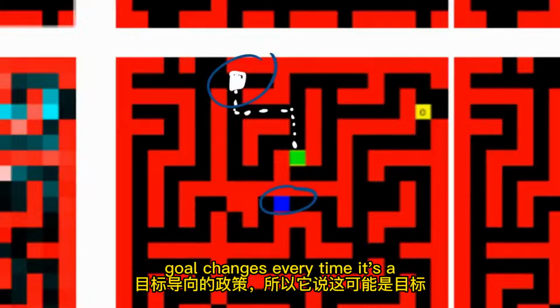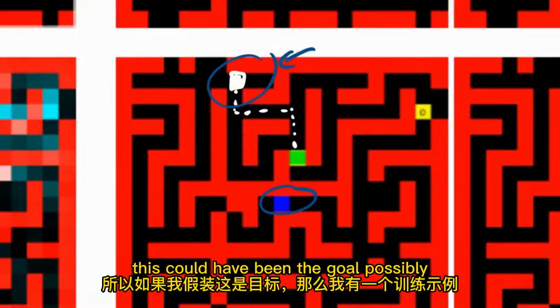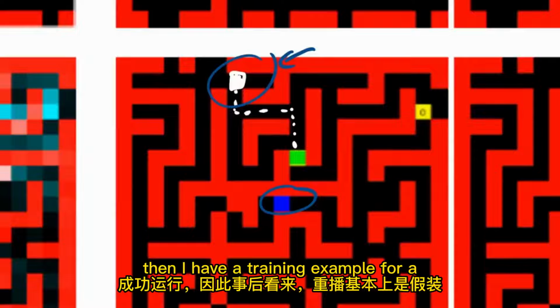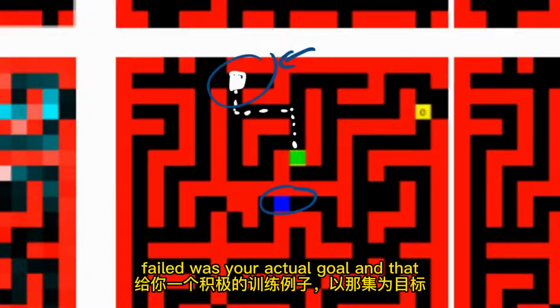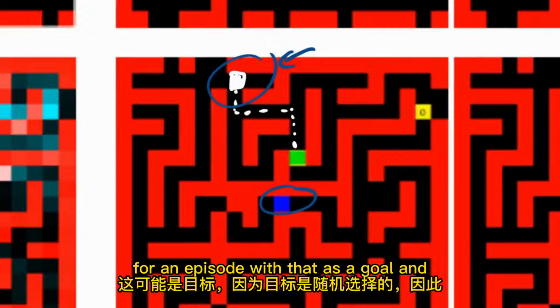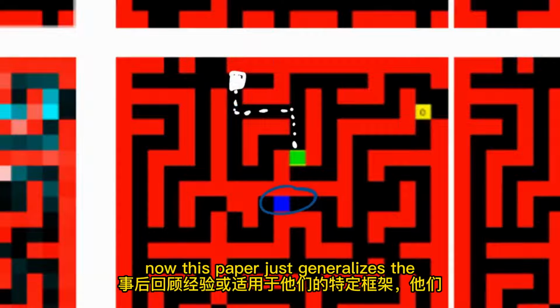Remember, the goal changes every time. It's a goal-directed policy. So it says, well, this could have been the goal, possibly. So if I just pretend this was the goal, then I have a training example for a successful run. So the hindsight experience replay basically pretends that what you have achieved, even if you failed, was your actual goal, and that gives you a positive training example for an episode with that as a goal. And it could have been the goal because the goal is chosen at random. So this gives you a good training example.